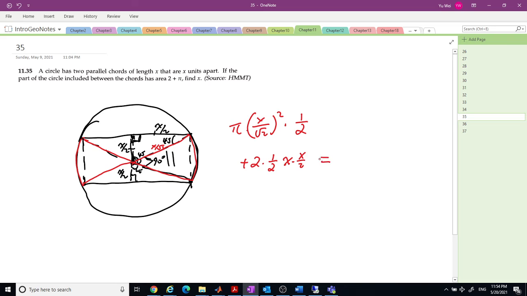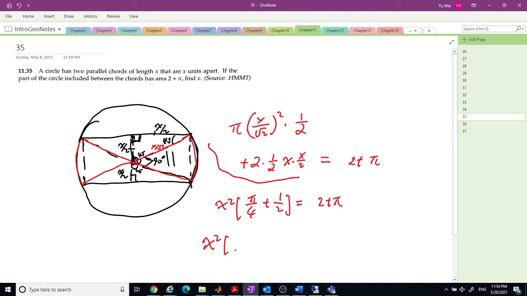Then this is equal to 2 plus pi. Then let's simplify this side. So that means x squared times pi over 4 plus x squared times 1 over 2 is equal to 2 plus pi. So x squared over 4 times pi plus 2 is equal to pi plus 2. So that's why x equals 2.